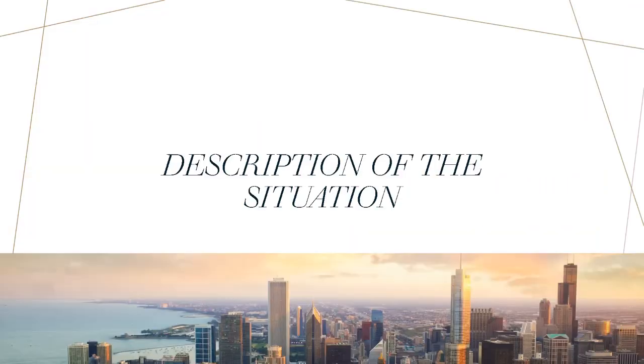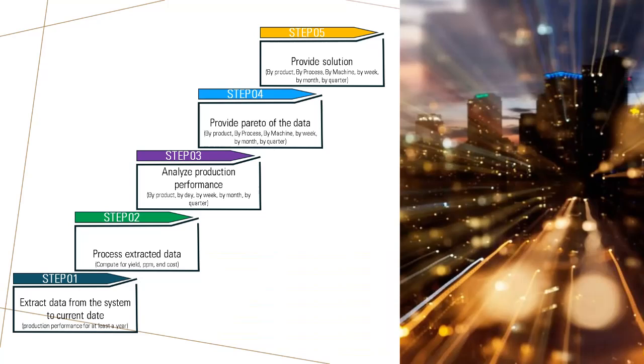For the description of the situation, we have these five steps. The first step is the extraction of data from the system to current day. Step two is process the extracted data. Step three, analyze production performance. Step four, provide Pareto of the data. And then lastly, provide solution.